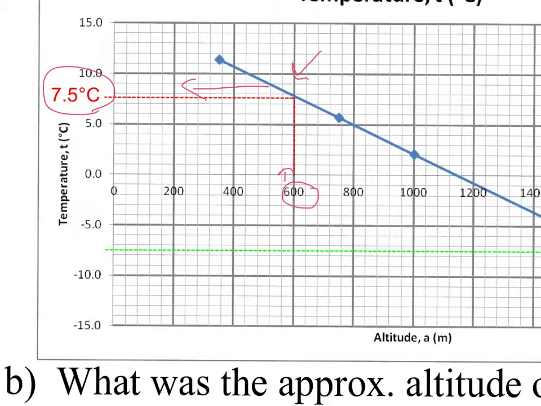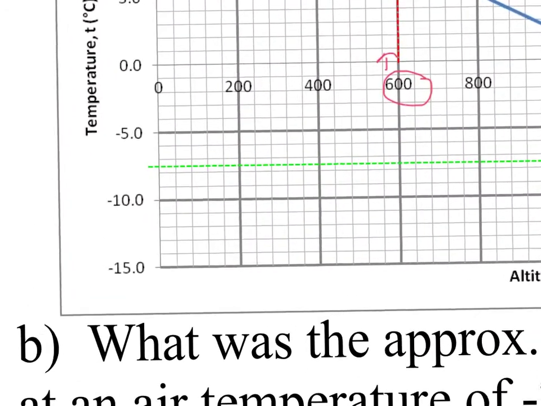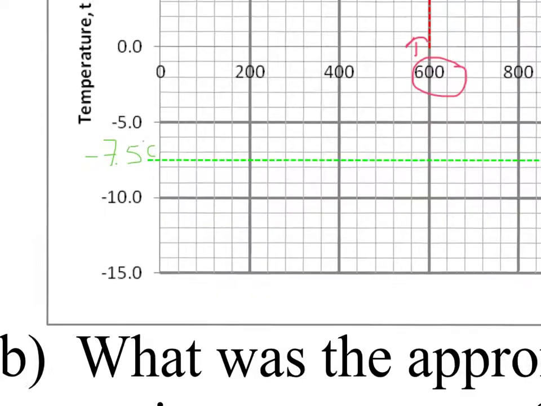It's only an estimate. Now part B asks what the altitude of the balloon is at an air temperature of negative 7.5 degrees. So here, you're going to work the other way. So you'll start at the y-axis with a temperature of negative 7.5 degrees. And now you'll draw a straight line to the right to meet up with that line graph, so that now you can determine what the altitude is.